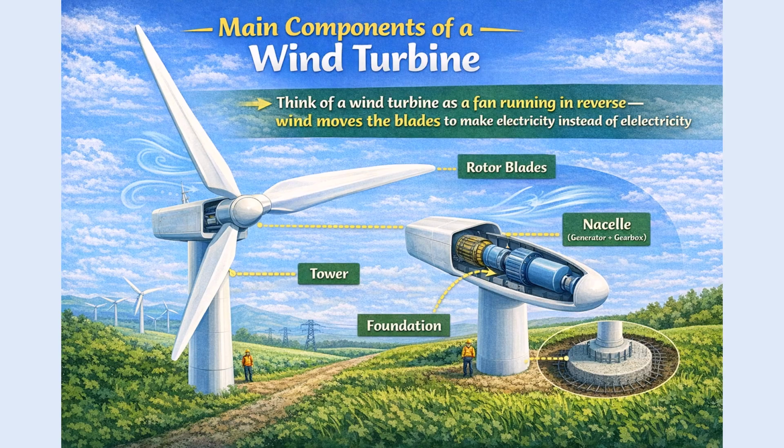What are the main physical parts that make up a wind turbine? A wind turbine has 4 key components. First, the rotor blades, typically 3 of them, each up to 80 meters long, which capture the wind's kinetic energy. Second, the nacelle, which sits at the top of the tower and houses the gearbox and generator. Think of it as the engine room of the turbine. Third, the tower, which raises the whole assembly up to where winds are stronger and more consistent, often 100 meters or taller. And fourth, the foundation, which anchors everything safely into the ground.